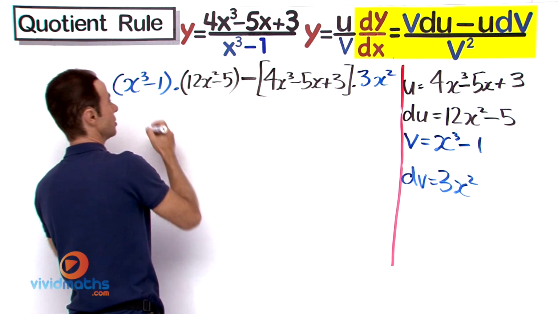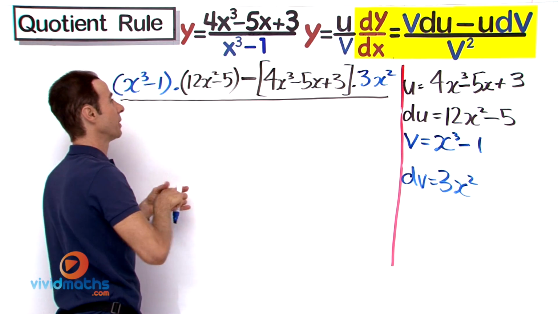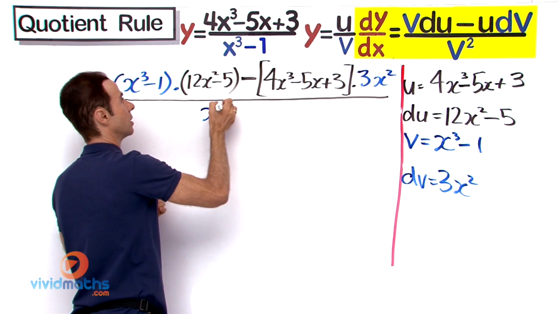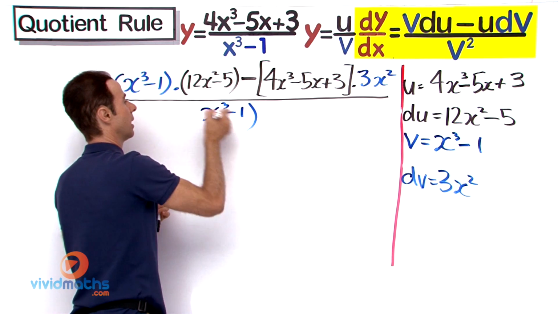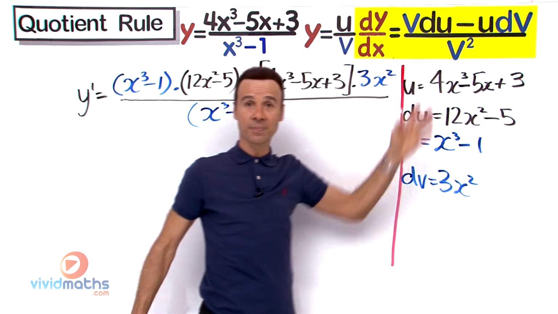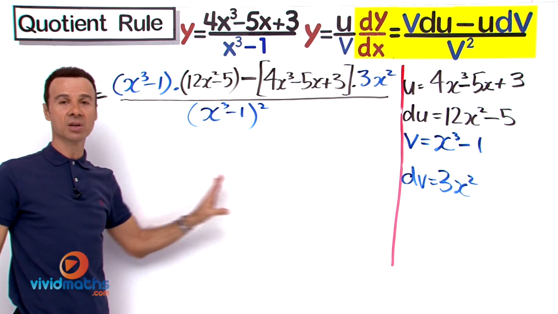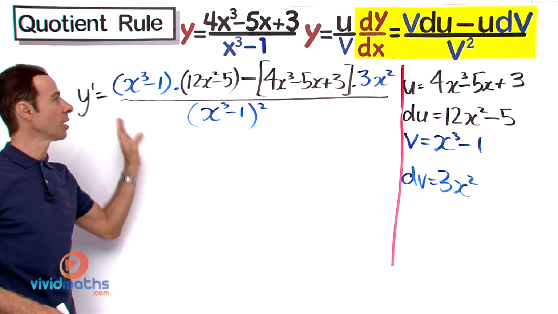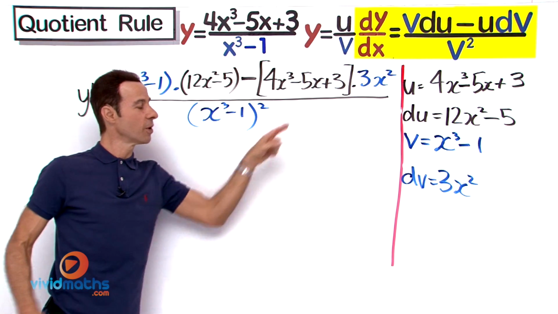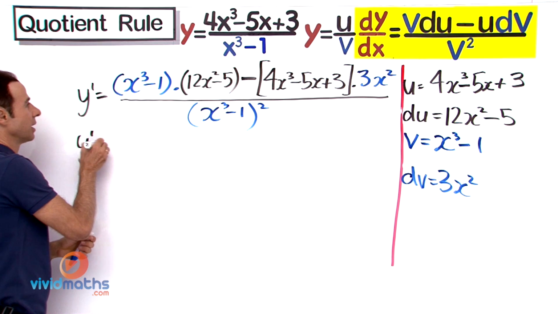Okay, all of that is over the denominator there, which is x cubed minus 1, and of course we square that because it is v squared, isn't it? So okay, we've got that. Now I'm just going to go and write everything in black. I'm not going to separate the colors, so it's simple to follow, but you know where the parts come from. So that's the quotient rule. Let's go ahead and find dy/dx.